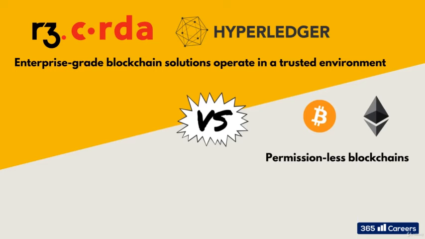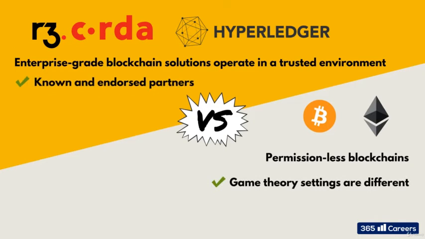This is due to the nature of how businesses tend to operate in the real world, with known and endorsed partners. This premise has implications on the architecture of private permissioned blockchains, which is different from that of public permissionless blockchains like Bitcoin and Ethereum. The game theory settings in these two scenarios are different.